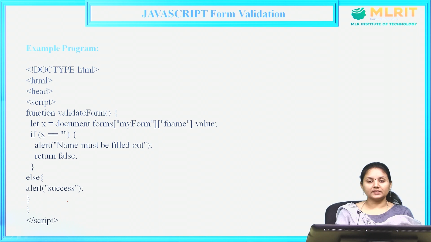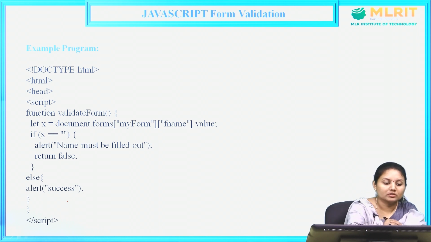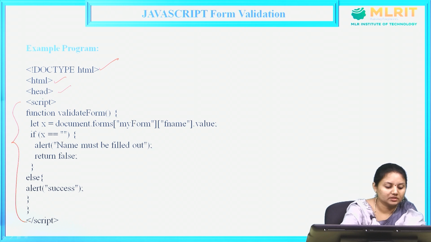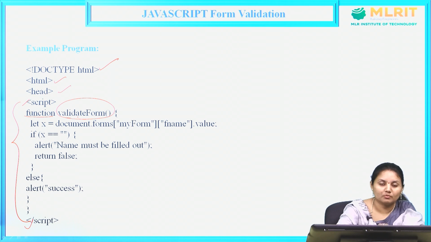So, this is an example program of how to write a form validation. DOCTYPE HTML says that this is an HTML program, and we open HTML and close HTML at the last. In the head part, we are writing a function in JavaScript. This script we have started and ended. A function in JavaScript is written using the function keyword with the name validateForm. So, what is my function? validateForm is my function.